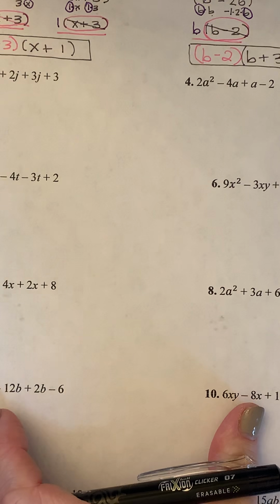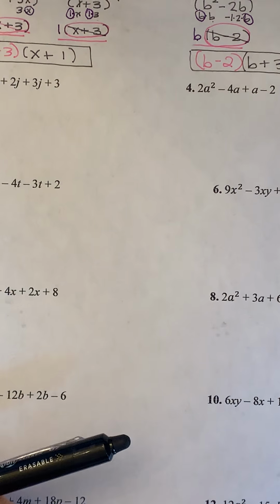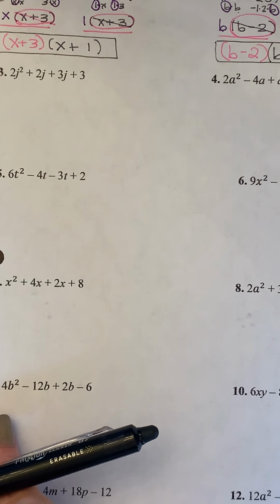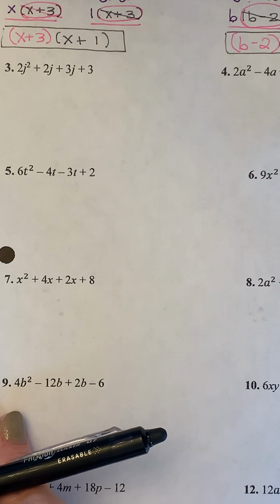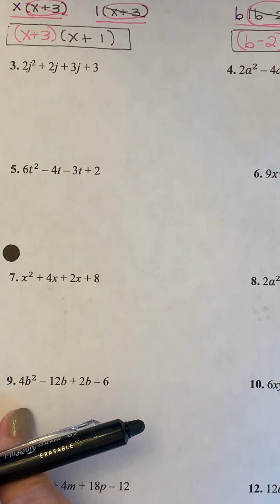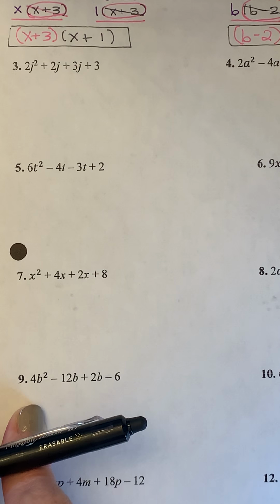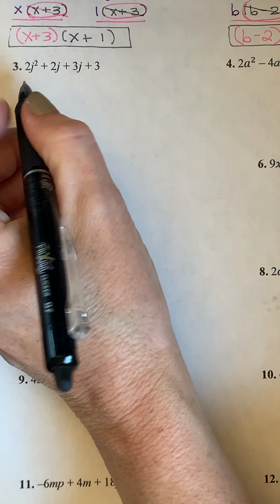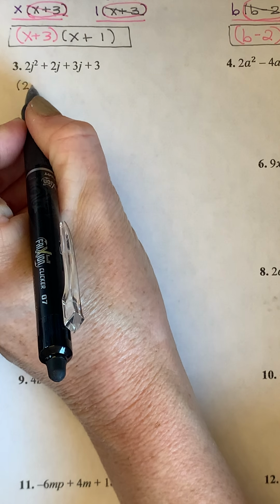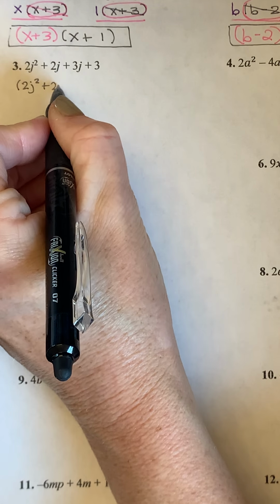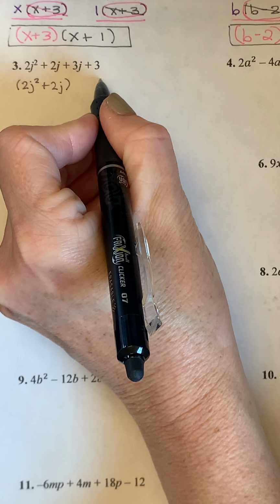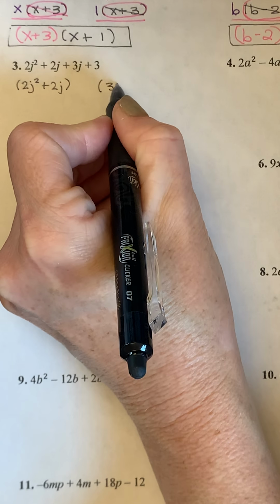Number 3. Can't get to it. Okay. Number 3, group the first 2 terms together. And then I'm going to group the last 2 terms together.